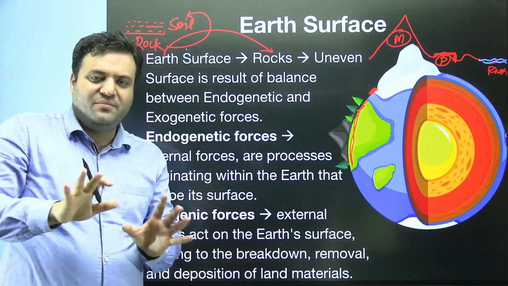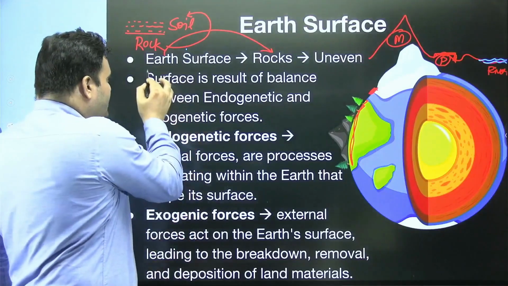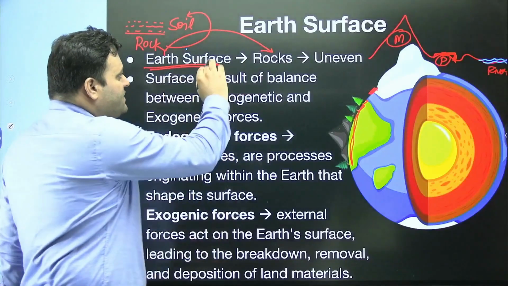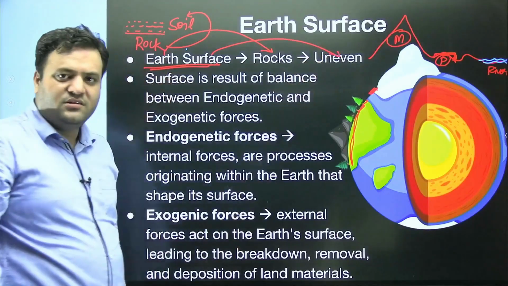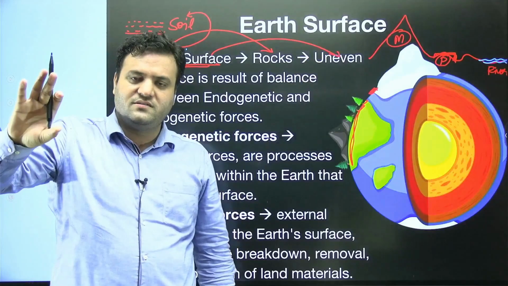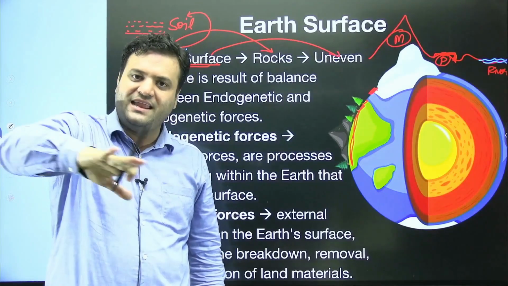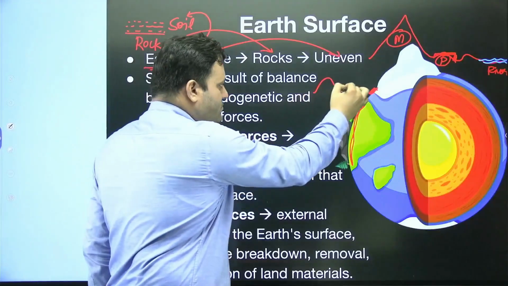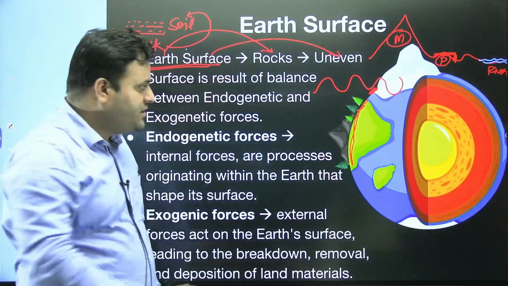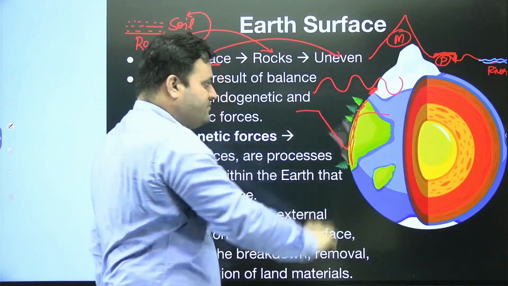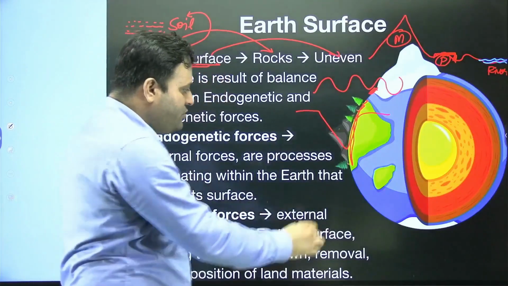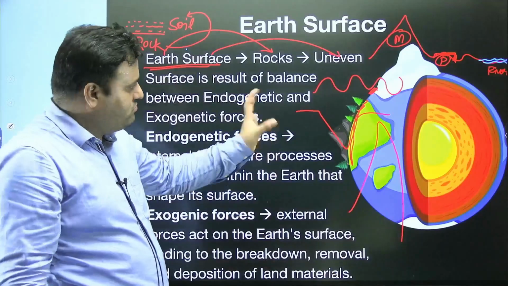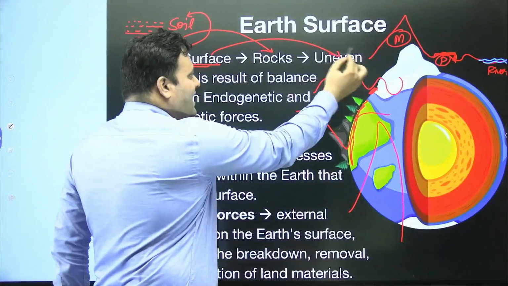Okay, so ultimately what we can say is that our Earth's surface is actually comprised of rock. Our Earth's surface is highly uneven. Somewhere you will see steeper mountains, as I told you, somewhere you will see plain areas, somewhere rolling plains like this, somewhere V-shaped valleys like this, somewhere lofty mountain peaks. We can say highly uneven surfaces.